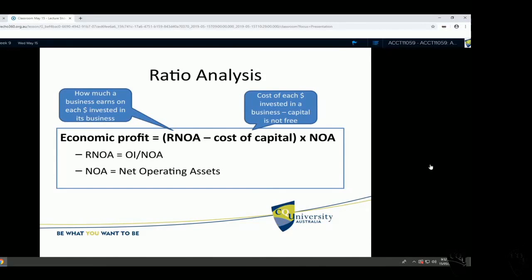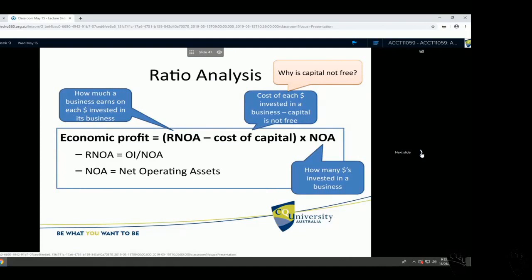So the return on net operating assets minus the cost of capital, times the net operating assets, equals economic profit. We look at the cost of capital there because capital is not free. There's nothing in the accounts of any of our firms that looks at cost of capital. It's not in accounting. But we'll be using 8% unless you have a reason for something else. And the net operating assets is how many dollars are invested in the business. How many dollars have we got invested earning that return on net operating assets?